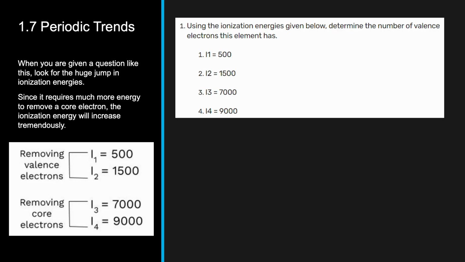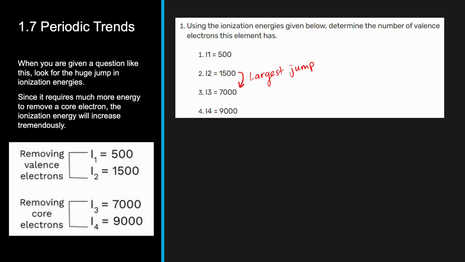So when we are given a question like this, I want you to look for the largest jump in ionization energies. Since it requires more energy to remove a core electron or a full octet of electrons, the ionization energy is going to increase tremendously. So looking at this set of ionization energies, 1, 2, 3, and 4, we can see that the largest jump is going to be between ionization energy 2 and ionization energy 3.